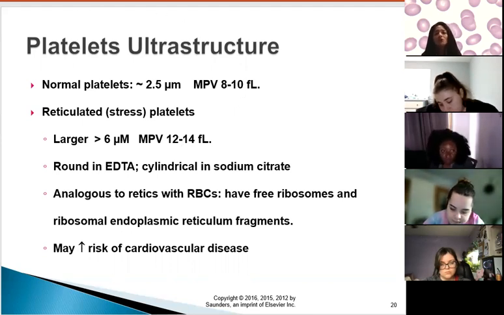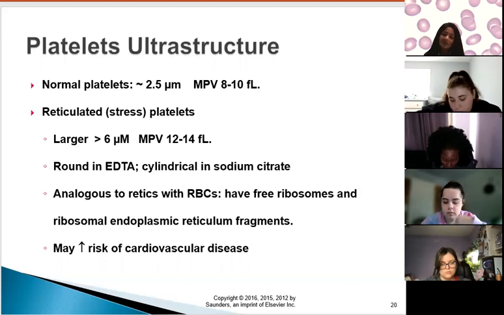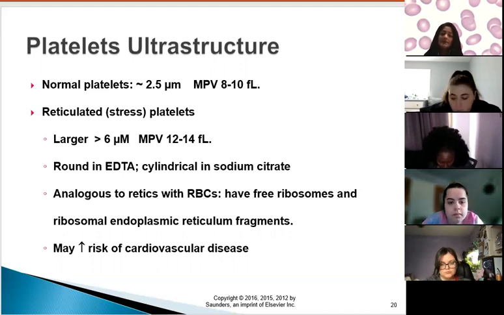We also have something called stress platelets, okay? Stress platelets or reticulated platelets can appear in the circulation, and that happens when the body is compensating for thrombocytopenia. Thrombocytopenia is a decrease in platelet number. These platelets are larger in size. They carry free ribosomes and fragments of the rough endoplasmic reticulum, and they are detectable using flow cytometry, which is a test that we use with nucleic acid dyes. So they're just bigger platelets.